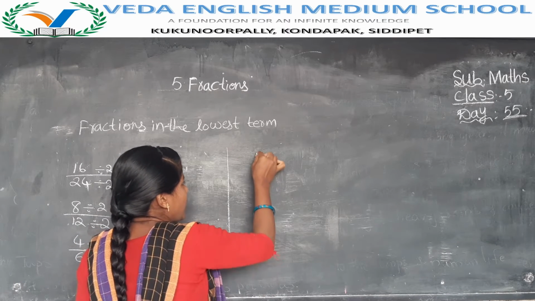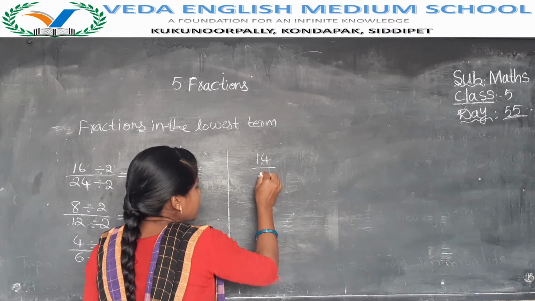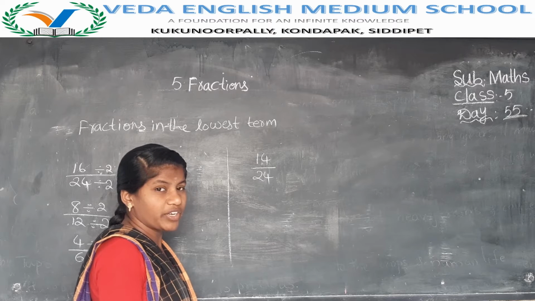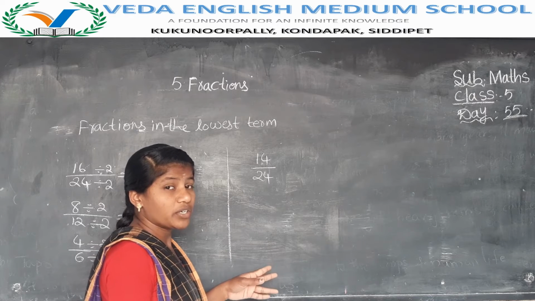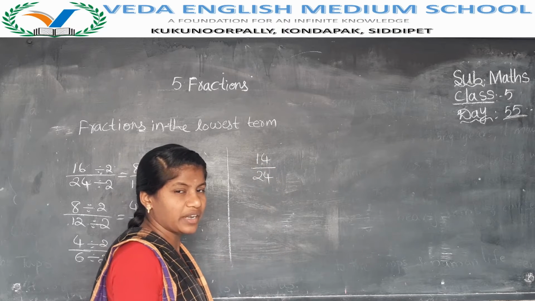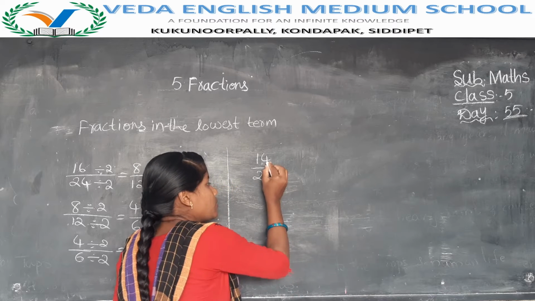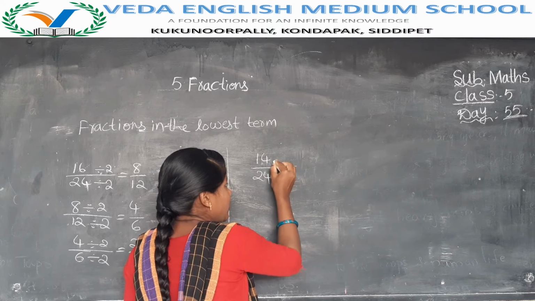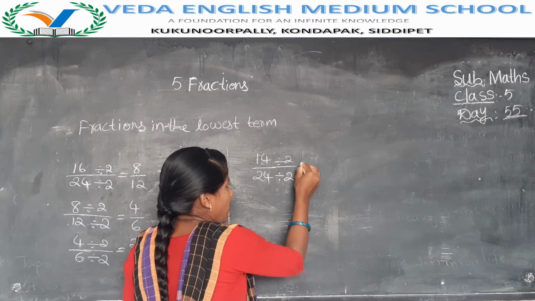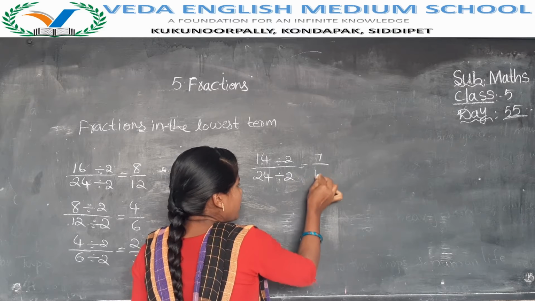One more I want to take here: 14 by 24. Now both are possible in the 2 table. Why? Because if you have 0, 2, 4, 6 or 8 in the ones place, then the number is exactly divisible by 2. So in the ones place 2 or 4 only. So both are divisible by 2. I am dividing by the 2 table. 2 7s are 14. 2 12s are 24.